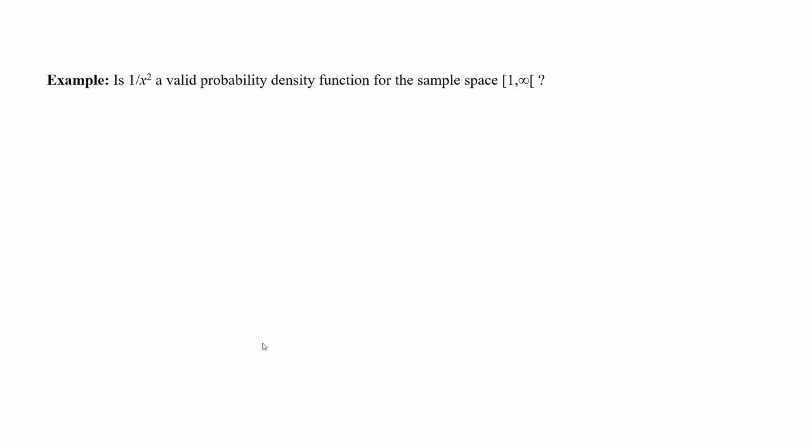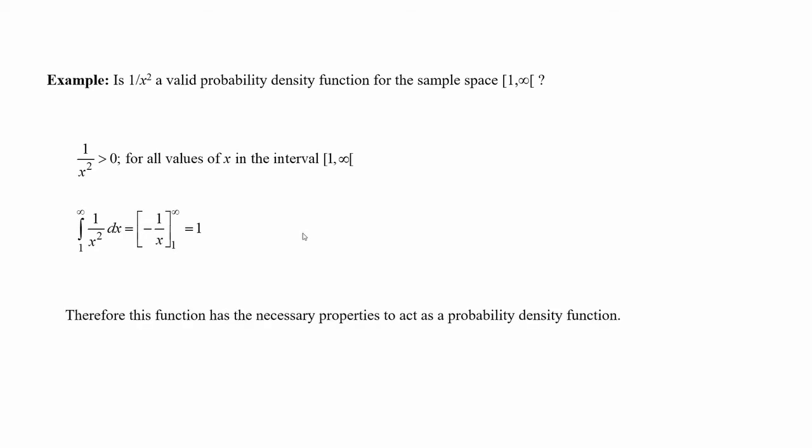For example, is 1 over x squared a valid probability density function for the sample space 1 to infinity? First of all, 1 over x squared is definitely positive for all values of x in that interval. And secondly, if we integrate 1 over x squared between the limits 1 and infinity, we get minus 1 over x, again with the limits 1 and infinity. And if we evaluate that integral between those limits, we get the value 1. Therefore, this function has the necessary properties to act as a probability density function.